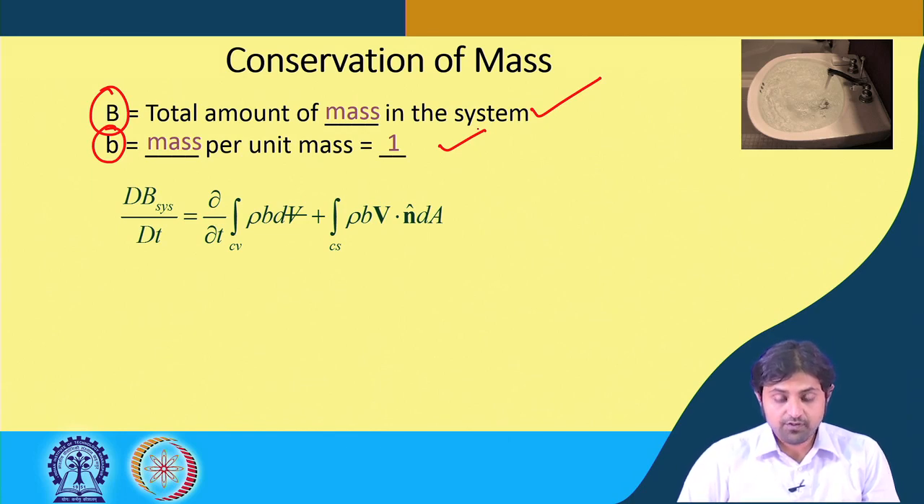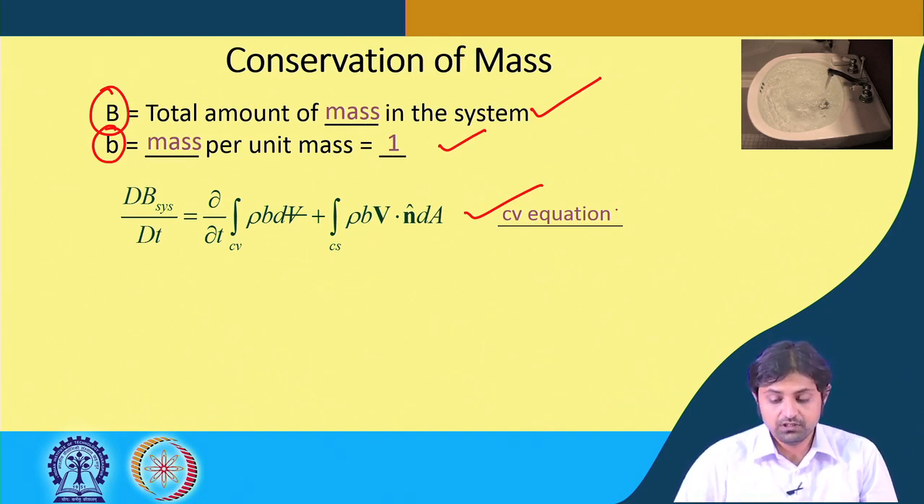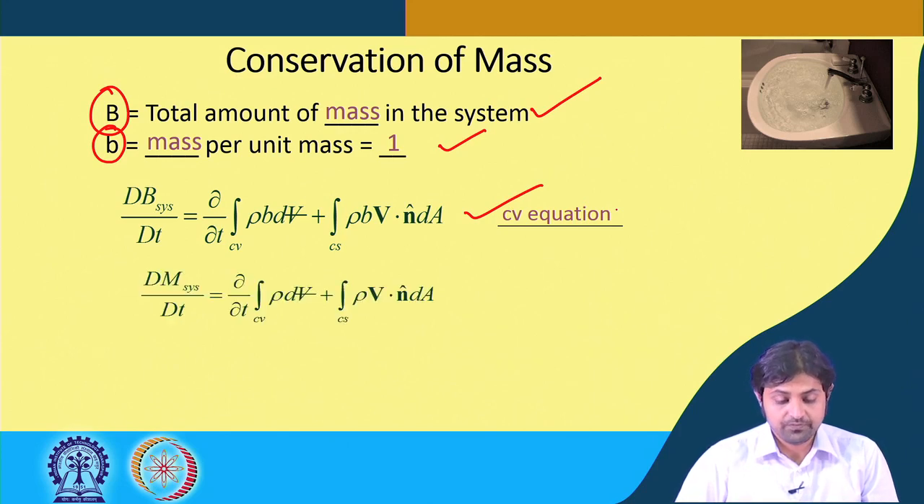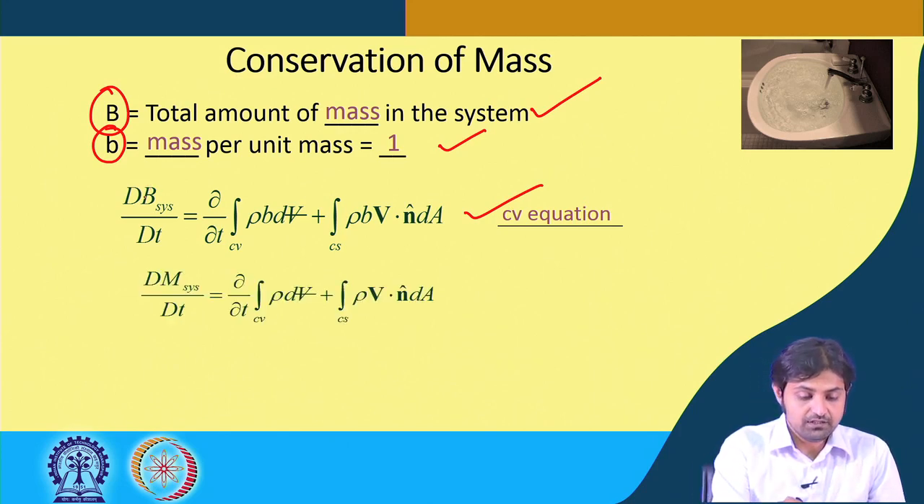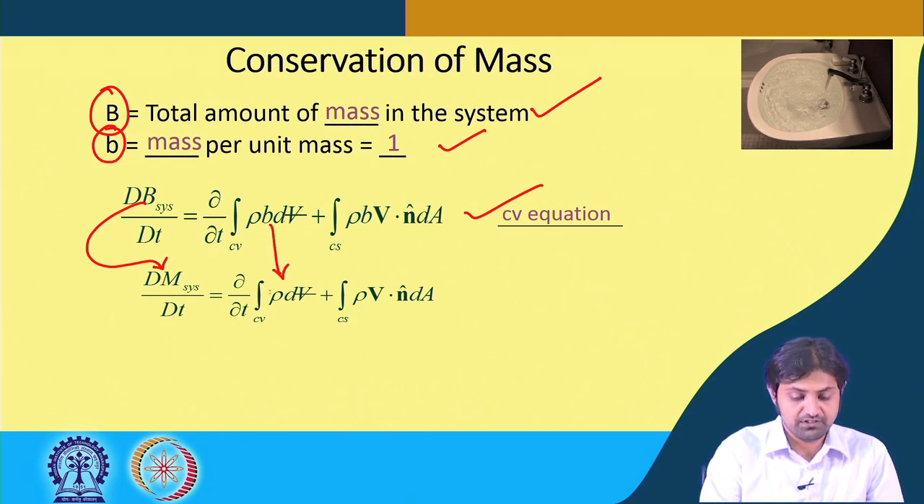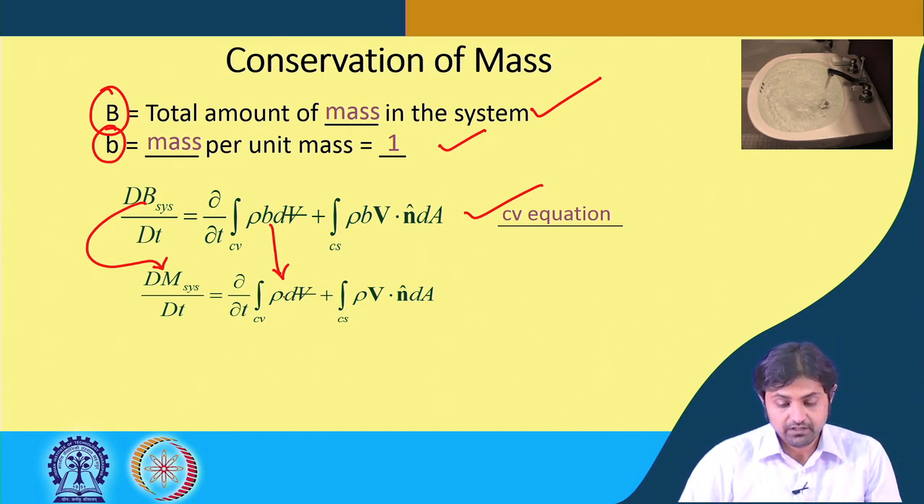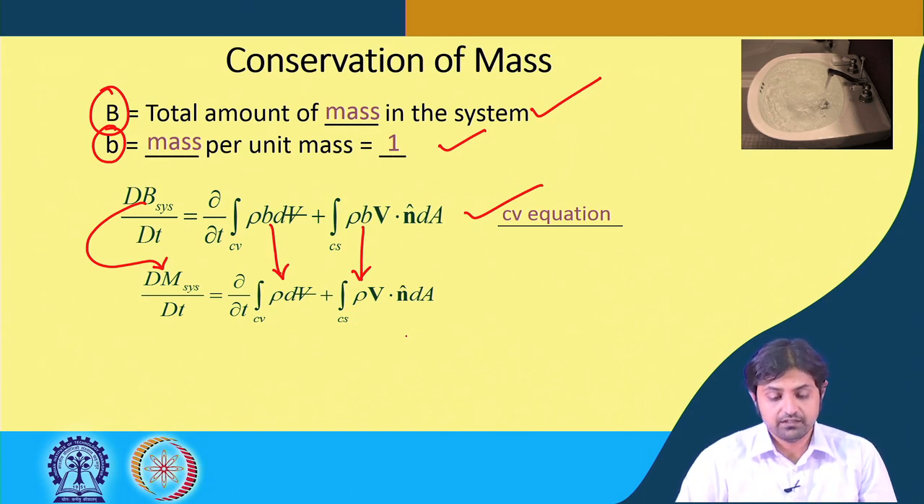So this is the general form of Reynolds transport equation that we have derived in the previous lecture, and also we saw this in the first slide of today's lecture. So this is the control volume equation for the general Reynolds transport theorem, and what we have done here is we have equated B system to mass of the system. As small b is 1, this term becomes rho dV, and this term becomes rho V dot n dA.